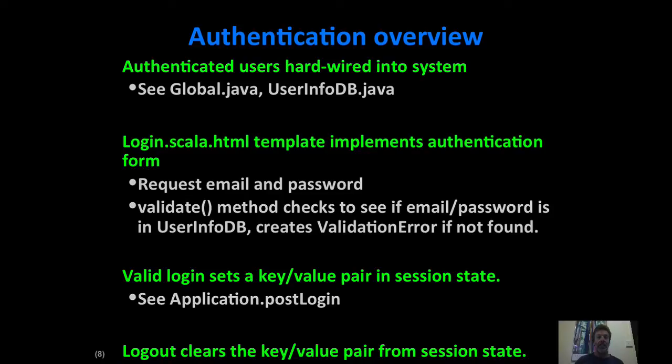So for authentication, we hardwire some users in the Global.java class. You'll see how we define a simple user that's predefined in the system, and data about that user is stored in a model. We have a login template that implements authentication that requests the email and password, and then there's a validate method associated with that form that determines whether or not the user is valid and does the right kind of thing if it's not.